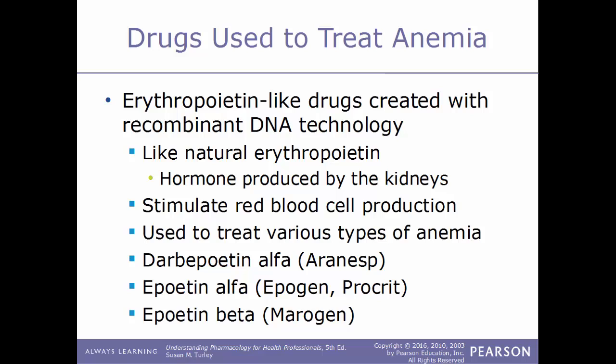And this is used to treat various types of anemia. Some examples of this type of drug would be darbepoetin alpha, also known as Aranesp, epoetin alpha, also known as Epogen or Procrit, and also epoetin beta, which is also known as Mircera.